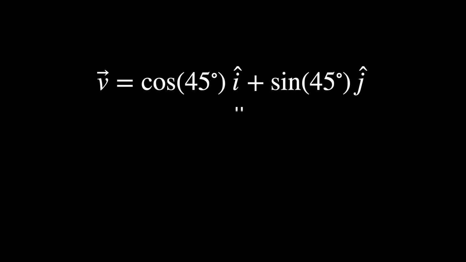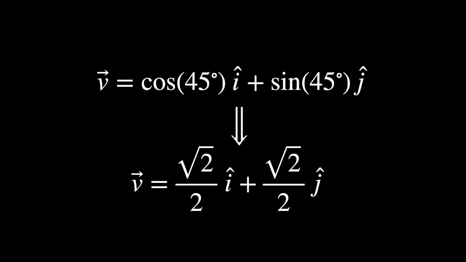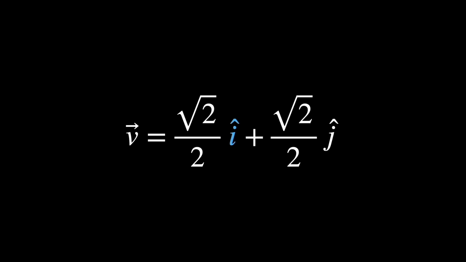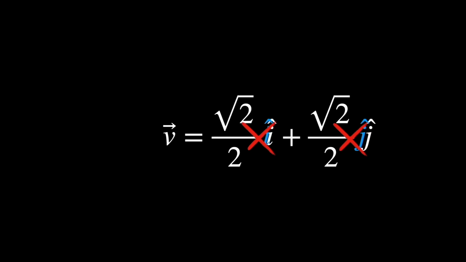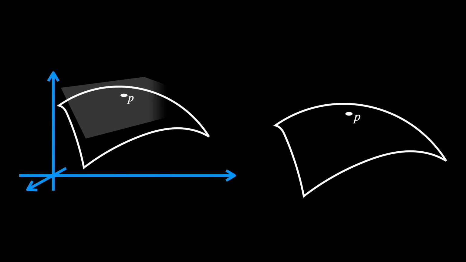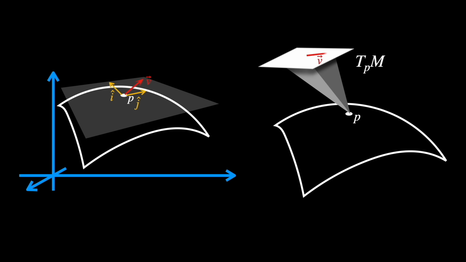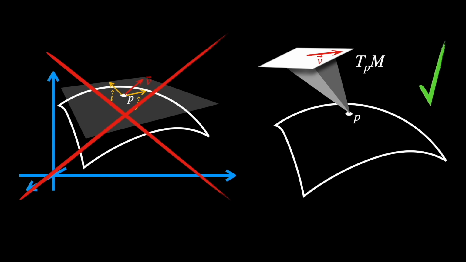Now we need to define a vector v that will encode this direction. Actually, this expression makes no sense at all in this context, because we're assuming the manifold M to be abstract. In other words, possibly curved and not embedded into a higher dimensional space. So we cannot use the basis vectors i and j of calculus in order to write the vector v as a linear combination of them. Visually, we're saying that the tangent vector v cannot stick out of the manifold. It needs to live inside of its own tangent space, T_pM.